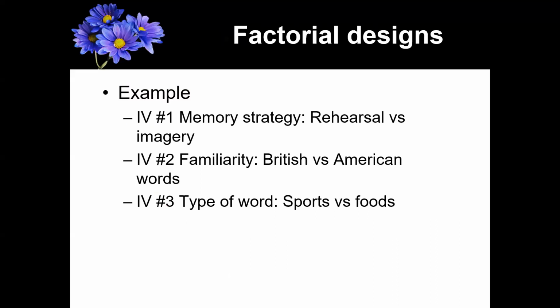So what's an example of that? Well, let's say I wanted to run a memory test and I wanted to compare rehearsal versus imagery like we did before. And I wanted to also manipulate the familiarity of the words. So use, say, more British words versus more American words. And then lastly, I also wanted to manipulate the type of word being about sports or being about food. Okay. We have three independent variables here. Each has two levels: rehearsal versus imagery, British versus American, sports versus food.